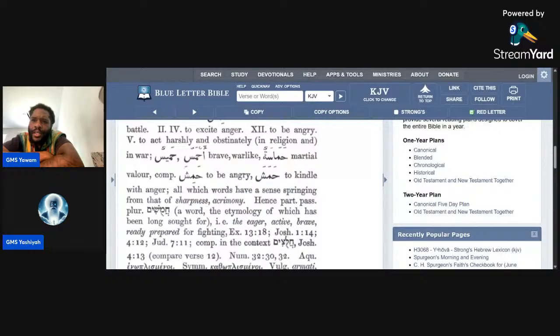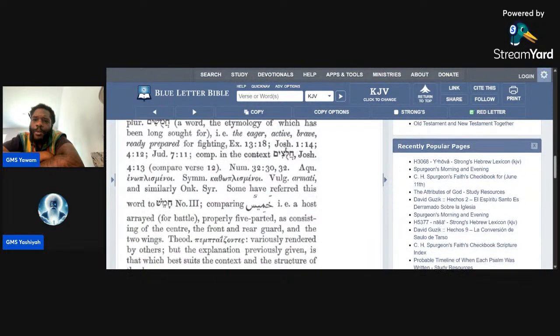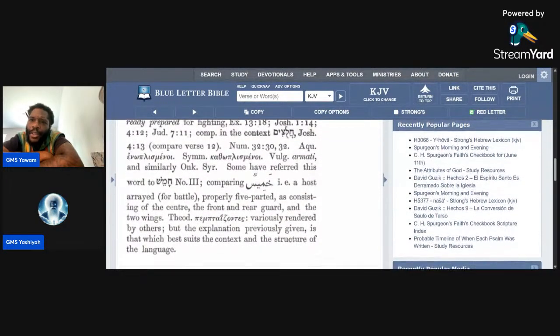All right, then can you scroll down some? It says ready, prepared for fighting. All right, then it says arrayed for battle properly, five parted as consisting of the center, the front and rear guard, and the two wings. So pretty much the reason why the number five goes into power is because if you liken it unto a battle, you got someone in the center, someone in the front, someone in the rear, somebody to the right, and somebody to the left. Pretty much you have 360 security. That's full circumspection. So that's why it goes into power.